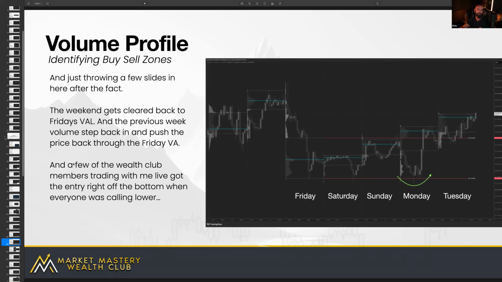Yeah, so, just throwing a few slides in here after the fact. So this is like I did today. The weekend gets cleared back to Friday's value area low, and the previous week's volume stepped back in and pushed the price back through the Friday VA. A few of the Wealth Club members and I were trading live, and we got it right off the bottom. So we were actually able to get in off this area because we anticipated to clear out this day back to the low of where Friday finished off. And once we reclaimed, we ignore this and we go, where are we going from there? We're able just to push straight back up and take some profit off this value area high range. And then we've obviously progressed up from this point here.